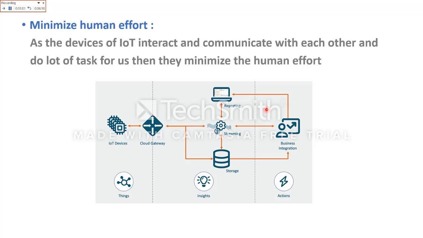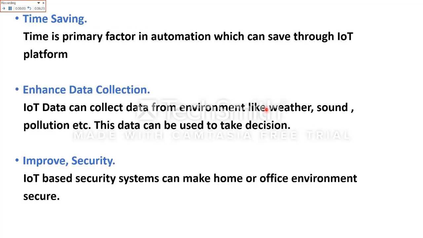So it minimizes the human efforts. In this case, there is no human interaction. Now time saving, of course, is a primary factor in an automation system, and it can be achieved through the IoT platform. Then data collection can be enhanced in IoT systems, as they collect different types of analog data like sound, weather, pollution, temperature, or any type of physical entities can be retrieved by using the IoT data collection system.